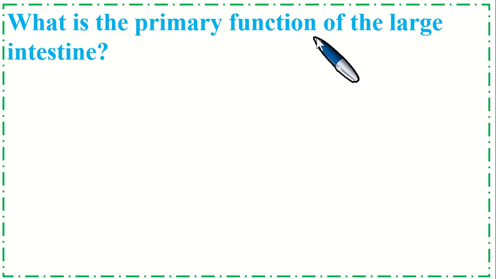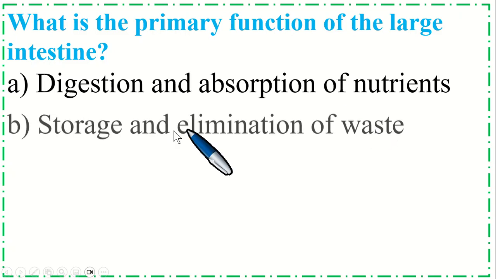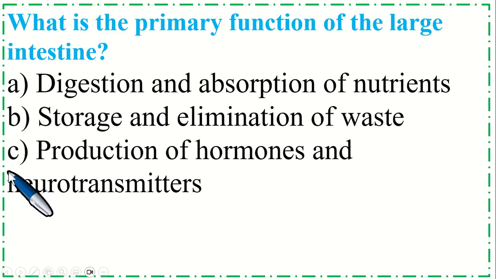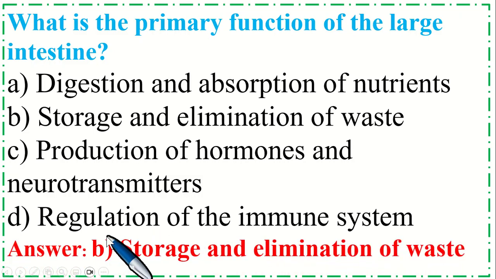What is the primary function of the large intestine? Option A, digestion and absorption of nutrients. Option B, storage and elimination of waste. C, production of hormones and neurotransmitters. And option D, regulation of the immune system. So the correct option is B, storage and elimination of waste.